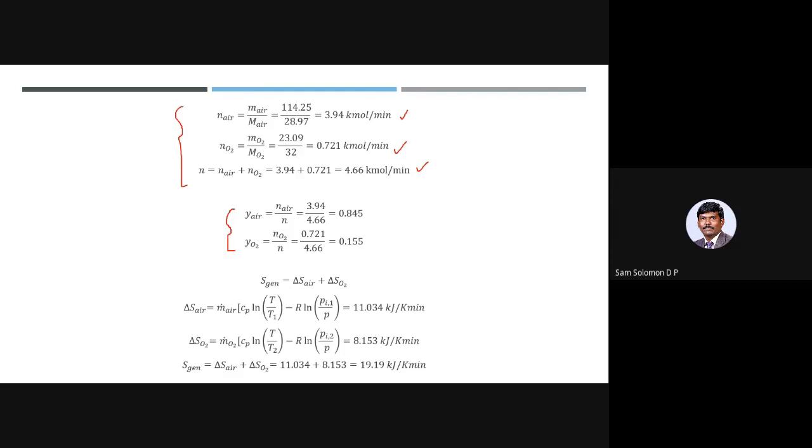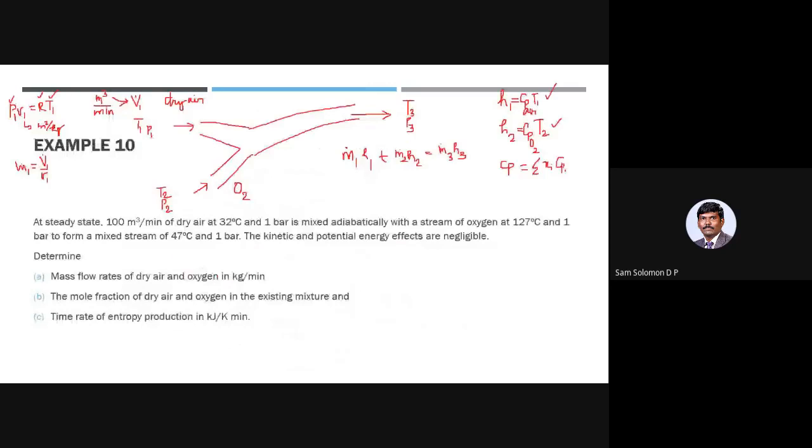So it is m Cp ln of T2 by T1 minus m R. Because you are multiplying with mass, that mass is taken outside. So what you have here is Cp ln of T2 by T1 minus R ln of P1 by P2. Instead of V2 by V1, it is P1 by P2, because if you remember, the pressure here is constant. It's a constant pressure process. Everywhere it is 1 bar. So you can replace V2 by V1 with P1 by P2.